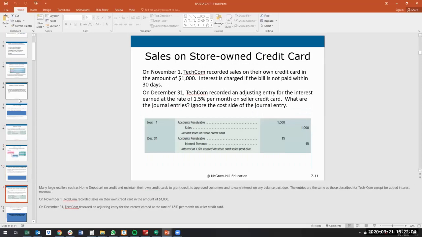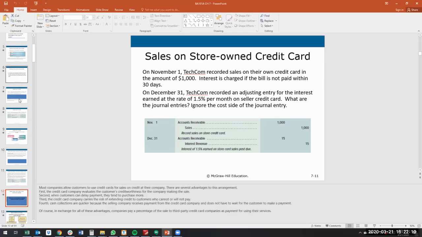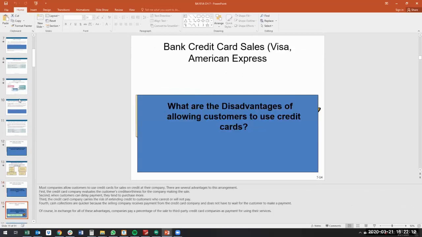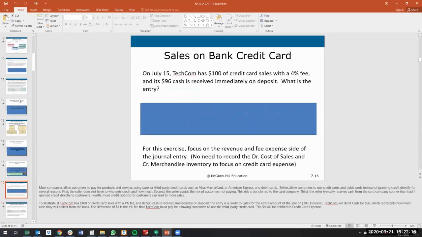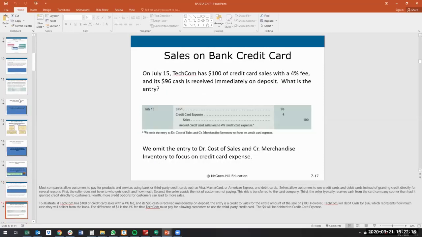If Target issues a credit card that they own, they can collect interest revenue on it, but the risk there is that they are taking the credit risk. Or we can have a bank credit card. So the bank credit card, the advantage is we don't have credit risk anymore, but we have to pay a fee to the credit card company. And then you will be required to know these different transactions and the journal entries related to them.